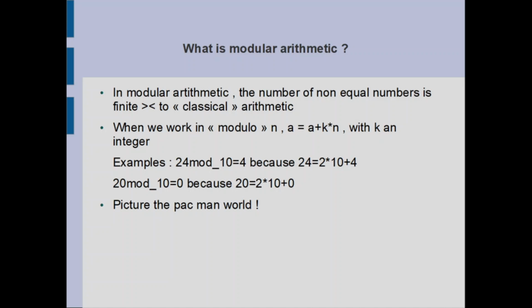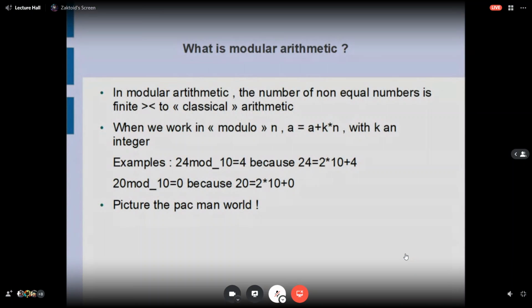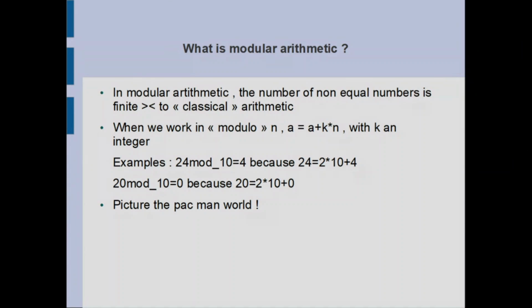A clock, for example: you have 1, 2, 3, 4, 5 until 12, and then 13 is the same thing as 1, 14 is the same thing as 2, and so on. You can picture yourself a circle. That's what modular arithmetic is all about.